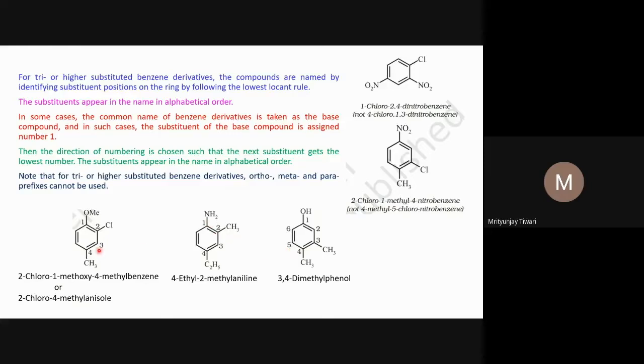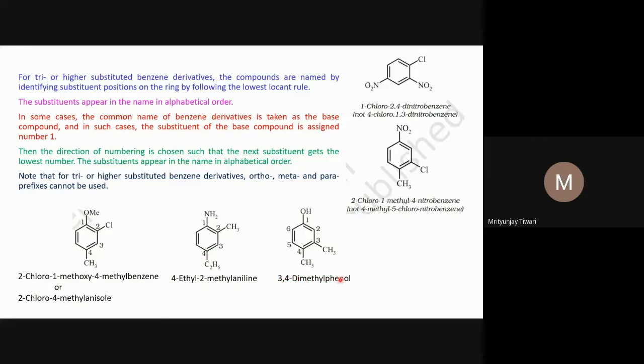Here also you can see the same thing. Now what will this compound be? The substituents are at the third and fourth positions, and these are all methyl groups. So 3,4-dimethyl phenol is the IUPAC name of this compound. Or one can write 1-hydroxy 3,4-dimethyl benzene, but usually we more commonly use this name.